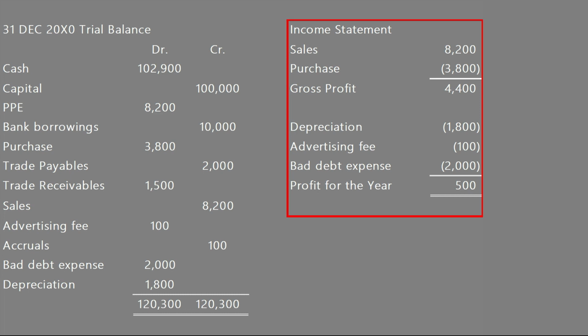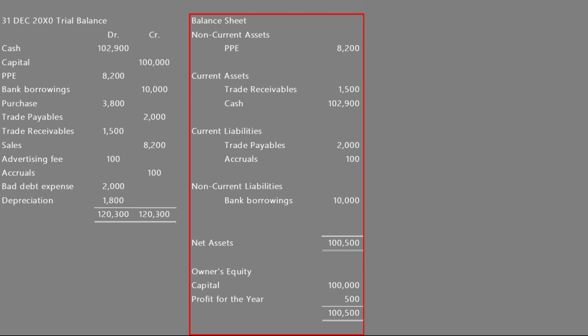After we have prepared our income statement, the balance sheet can be done similarly. We have PPE under non-current assets, trade receivables and cash under current assets, trade payables and accruals under current liabilities, and bank borrowings under non-current liabilities. For simplicity, we assume bank borrowings is interest-free. This gives us a net asset value of $100,500. The owner's equity includes the capital and accumulated profit, which in this case is profit for the year.